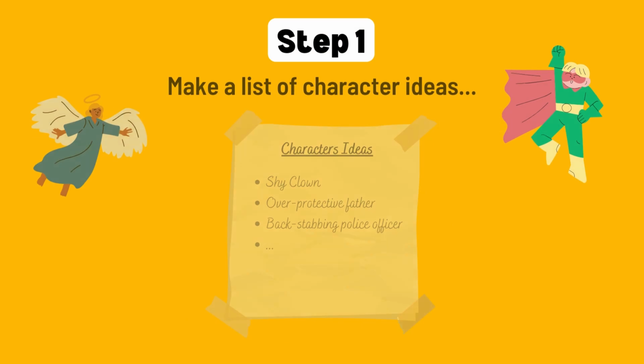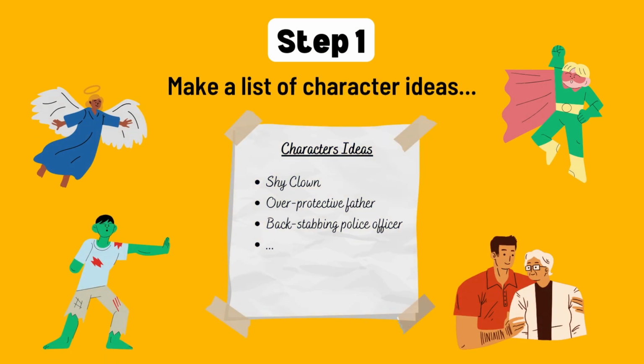The first step in creating powerful characters is to make a list of some character ideas that you might want to use in your story. You don't need to be detailed at this stage. A simple 2 or 3 word overview will do. Here are some examples of character ideas: a shy clown, an overprotective father, or a backstabbing police officer. Once you have made a list of some character ideas, you can pick one to create a detailed profile about.